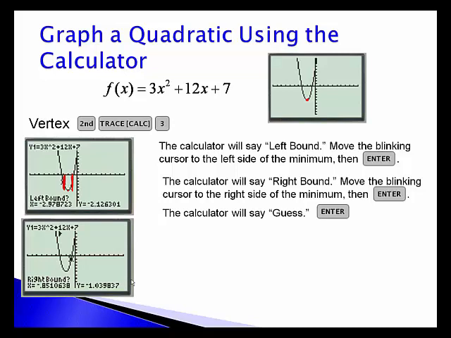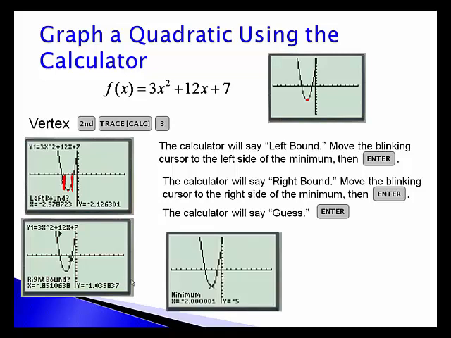So you hit enter again, and it will come back and say the word minimum. Notice it will not say vertex, it will say minimum. But what it has found is the minimum value right here on your parabola. Now, I want you to notice here, it has negative 2.000001. It's safe for you to round that to a negative 2.